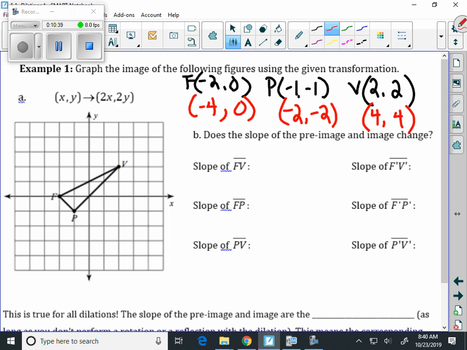And we're going to graph our picture. 1, 2, 3, 4. Negative 4, 0. Negative 2, negative 2. And 4, 4. 1, 2, 3, 4. And we're going to try to draw our picture.